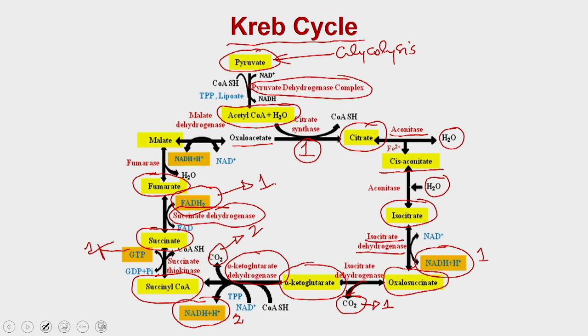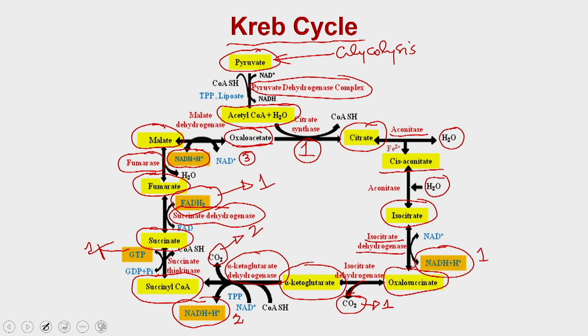Now the one molecule of FADH2 and the one molecule of GTP. Now the fumarate is getting converted into the malate with the help of an enzyme known as fumarase, and the malate is getting converted into the oxaloacetate, and the third molecule of NADH is being produced. So this is the third molecule of NADH, which means you are generating the three molecules of NADH, one molecule of FADH2 and one molecule of GTP.